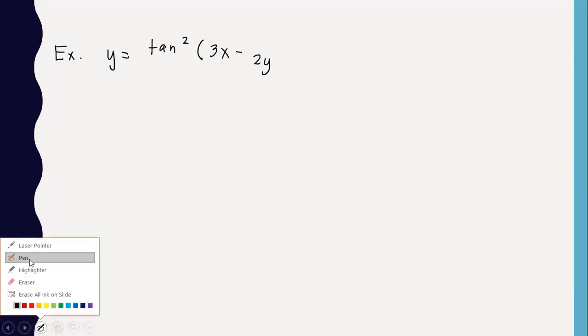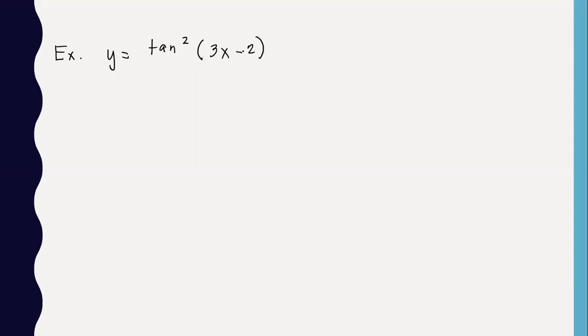Another example. Have y is equal to tangent squared 3x minus 2. Ah, wait, 3x minus 2. And for y double prime. Now, for the higher derivative, the requirement is to find the y double prime. Okay, how do we solve for this one? In solving this one, we can use what? The power formula, di ba? Yung u to the n.